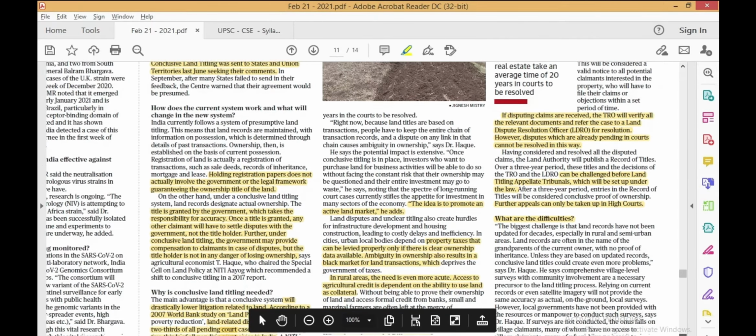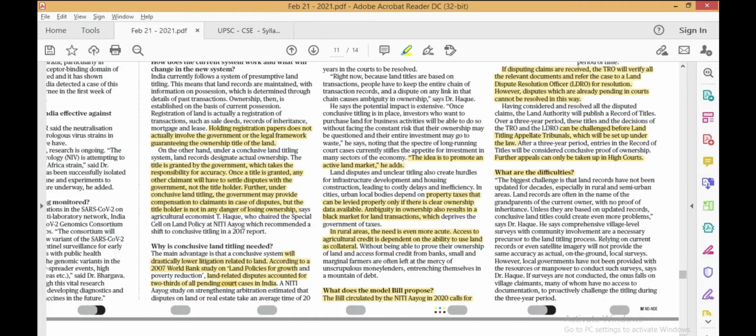We are not discussing everything that is written here. Please go through the article properly, and from beginning to end you will get enough information from this article. Why is conclusive land titling needed? Why is the government planning to bring the conclusive land titling process?